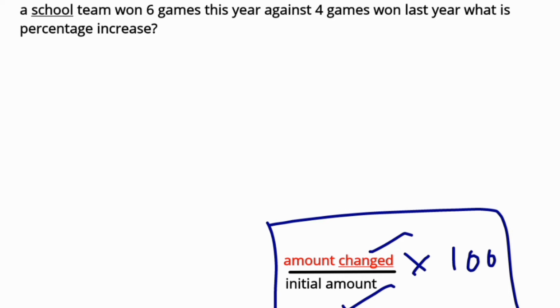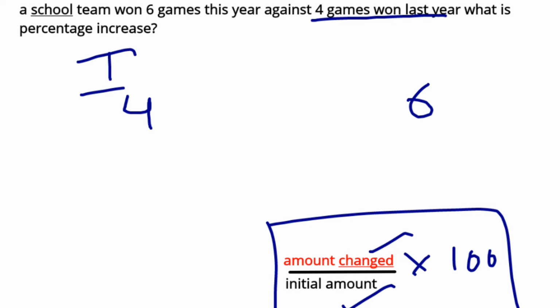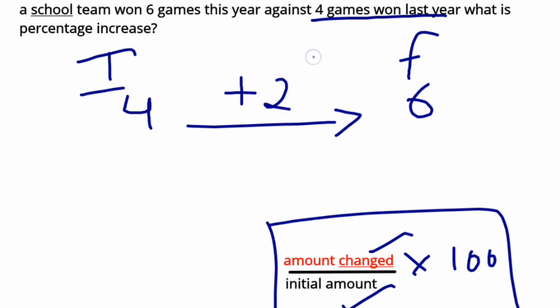Initial amount is the starting amount. So when you read this question you will get two data, one is 6 and one is 4. Now you have to identify which one is initial and which one is final. We are comparing with last year's games, so 4 is our initial amount and the final is 6. So what is the change in this? You can clearly see it is +2. That is, the team won 2 more games as compared to last year.